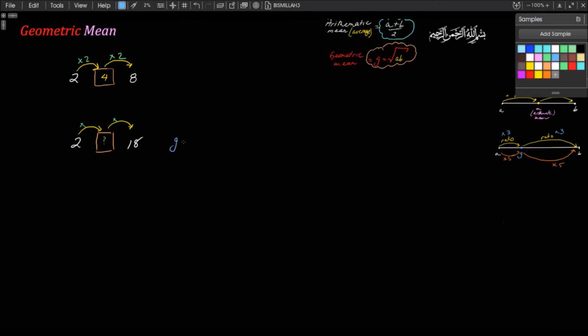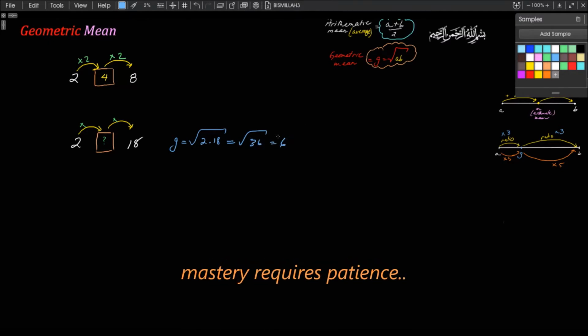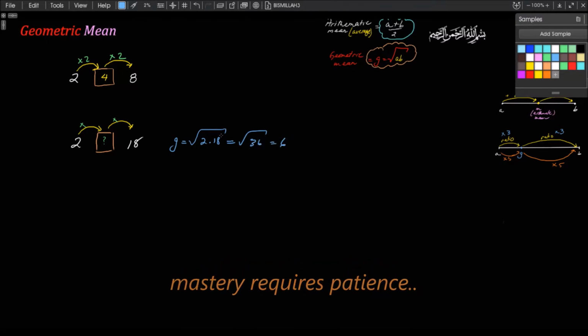So the geometric mean is going to be the square root of 2 times 18, like this. Well, that's easy enough. 2 times 18 is 36, and the square root of that is 6. So there we have it. The geometric mean of 2 and 18 is 6. So let's see if that works out.